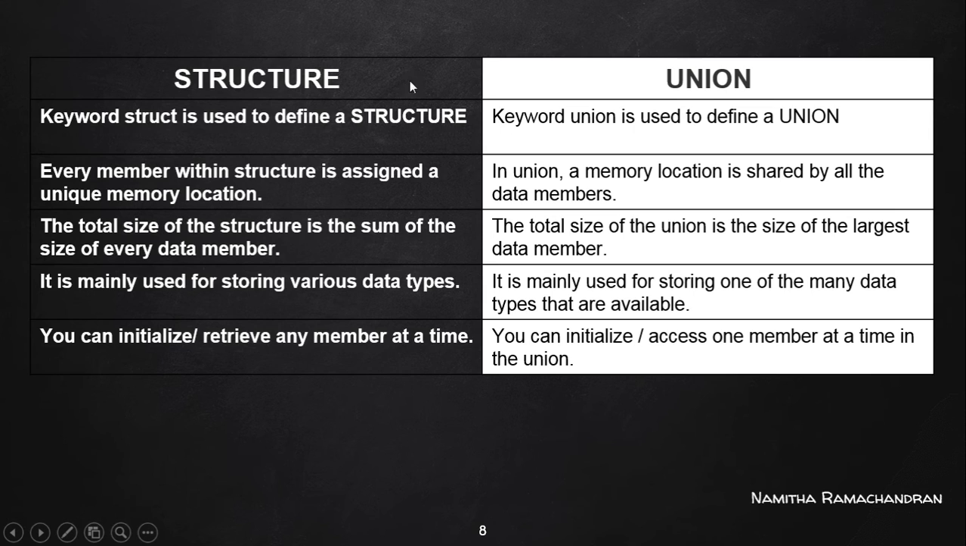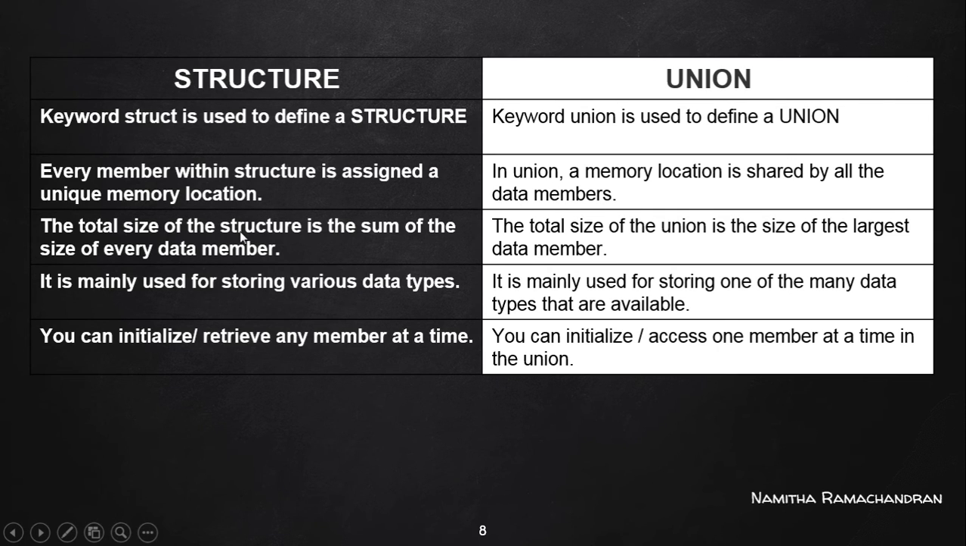Now we can compare the structure with union. In case of structure declaration, the keyword struct is used, and in case of union we use the keyword union. For the variable declaration, in structure it uses the keyword struct, and in union it uses the keyword union. Every member within a structure is assigned a unique memory location. The main difference between structure and union is that every member of the structure is assigned separate memory allocation, but in union, the memory location is shared by all the data members of the union.